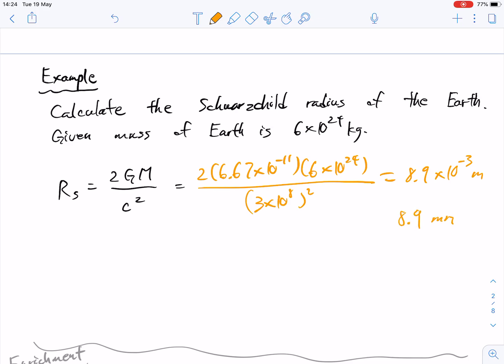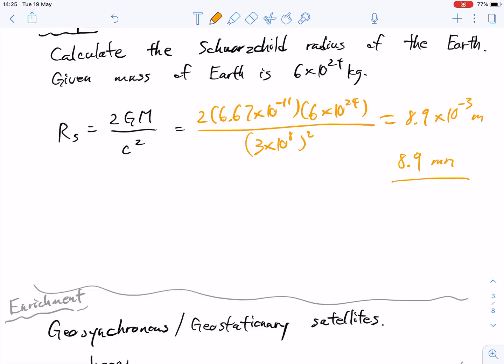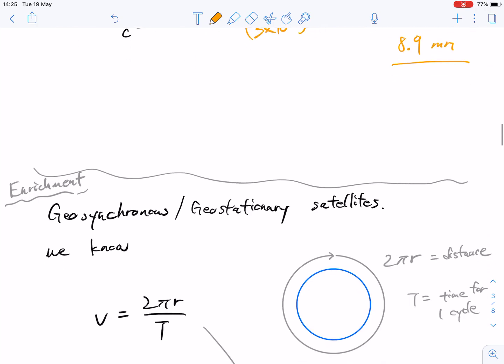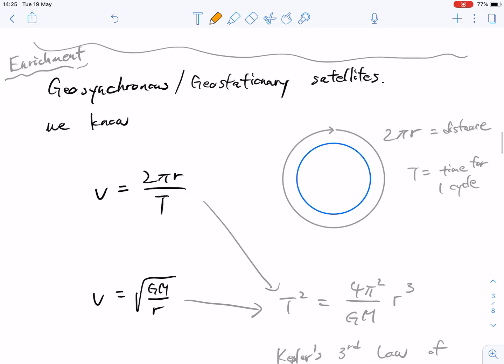So if the mass of the Earth could somehow be compressed such that the radius of the Earth was 8.9 millimeters, then anything within that radius, even the speed of light wouldn't be able to escape, okay? All right, so an interesting little way to think about that, I suppose.